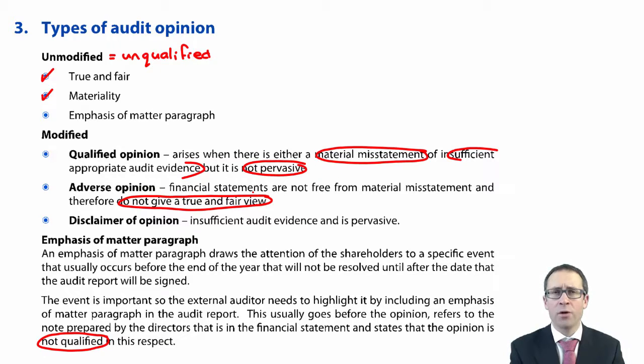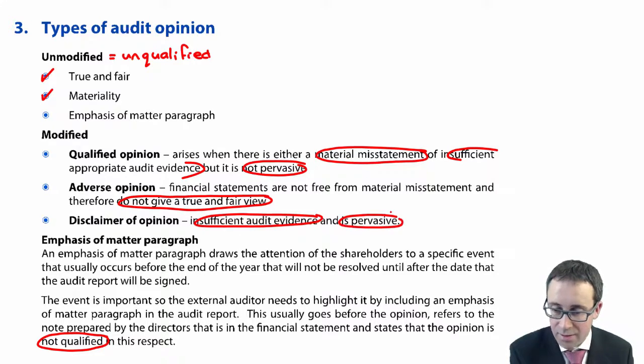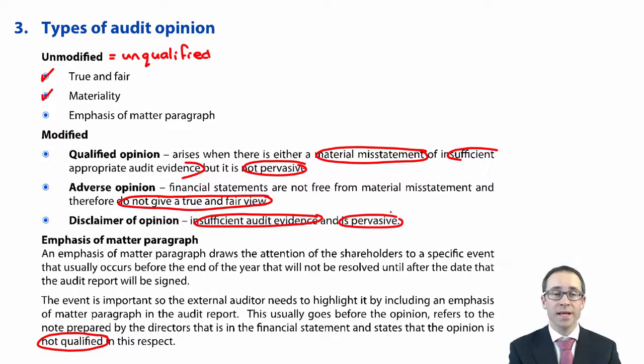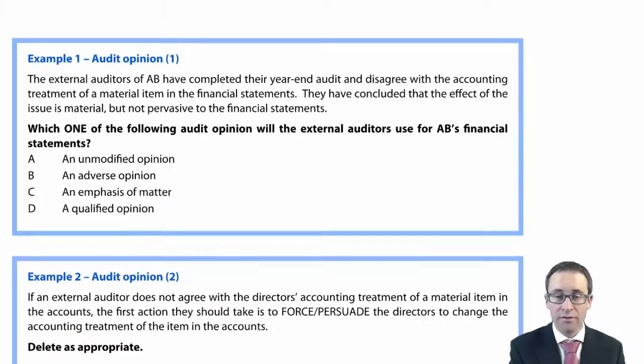The other one that you could have with your modified is that you have a disclaimer of opinion. So that's whereby you have insufficient audit evidence, and the key bit there is that that is pervasive, okay. There we go. So just to finish it off, let's have a look at a couple of examples and piece it together.